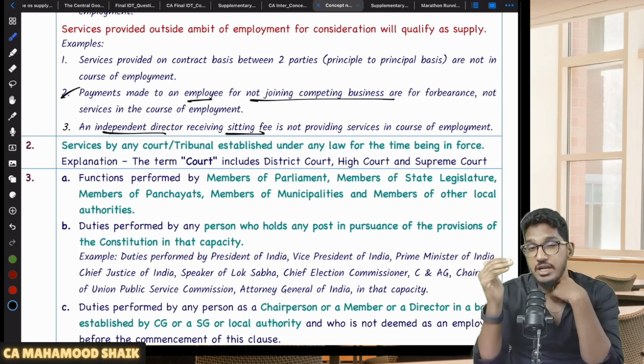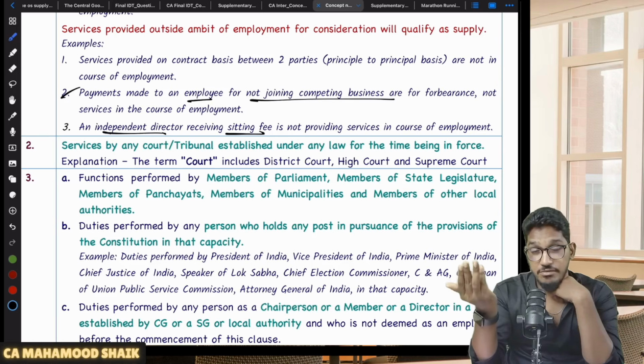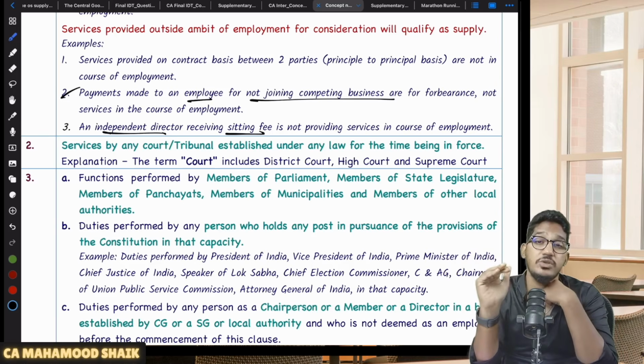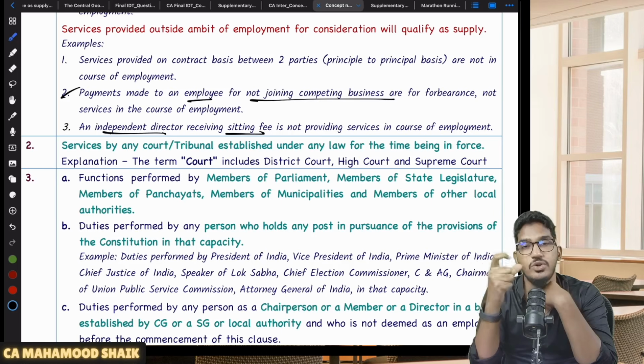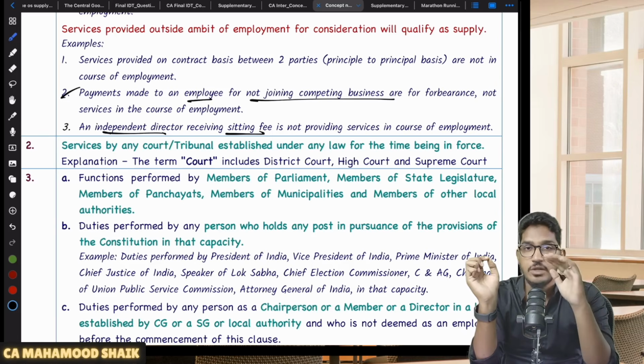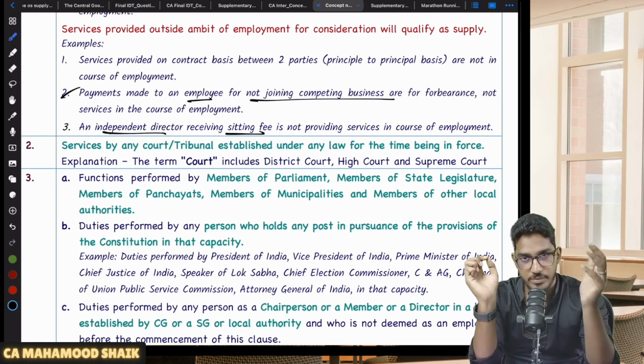However, if there is a managing director, whole time director for whom you are paying salary, for whom company is paying a salary, which is subjected to TDS under section 192, that is salary, that is outside of the GST purview. So you have to check when it comes to director's appointment, you have to check under which section TDS is getting deducted. If the TDS is getting deducted under section 194J, supply of service. If the TDS is getting deducted under section 192, it is not a service in the course of employment. It will be not subjected to GST.